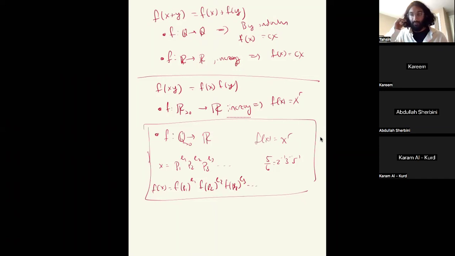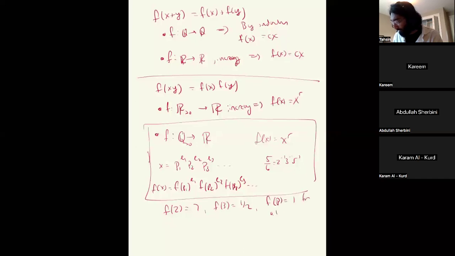Like I'm saying, there can be some completely wild solutions. Like you can have f of 2 equals 7, f of 3 equals 1/2, and then f of p equals 1 for all other primes. And that will be a completely valid solution. Does it make sense what I'm saying? Why is that the case? No, I'm saying this is an example solution. Do you understand this is a possible solution?